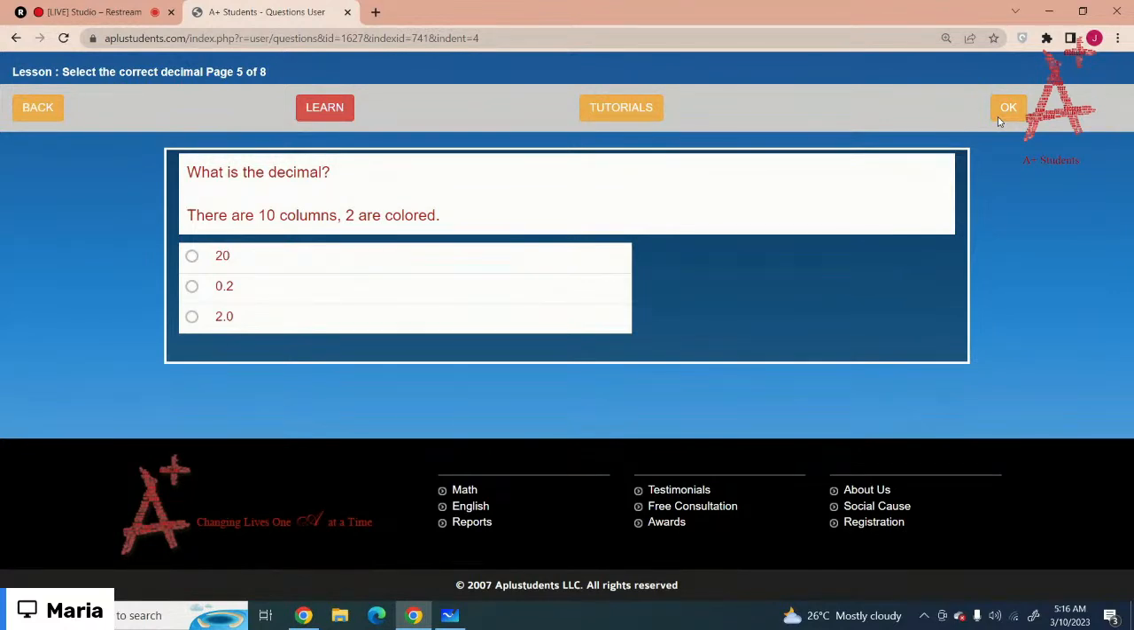Okay, which is the decimal? There are 10 columns. Out of them 2 are colored. Now you have just 10 columns. That means just one zero in the 10. So 2 are colored. So which is the correct option? That means you just have one digit right after the decimal. So which is the correct option? That means it is 0.2. Got it? Very good, Vijender. The correct option is 0.2.